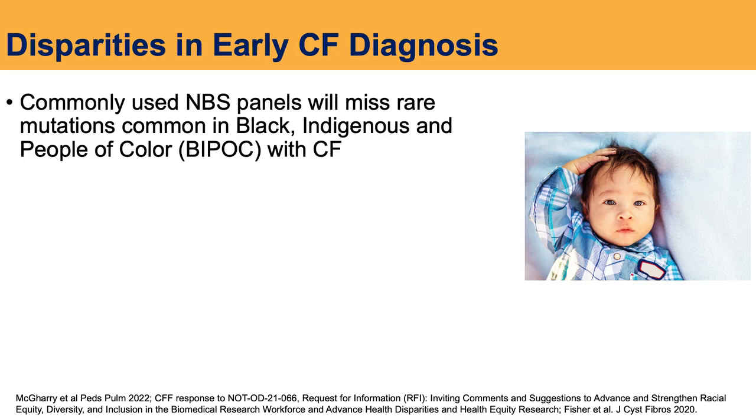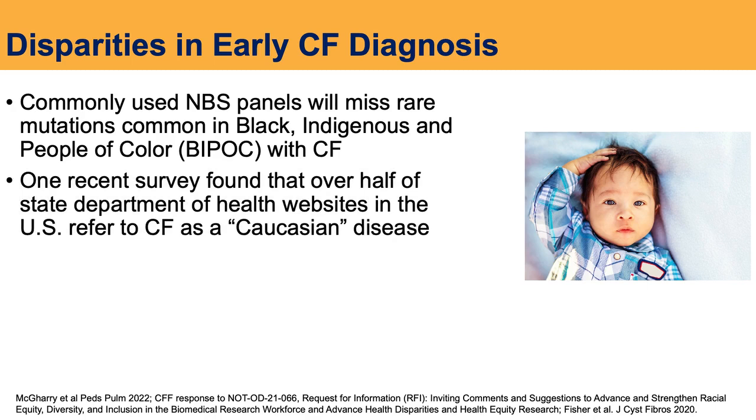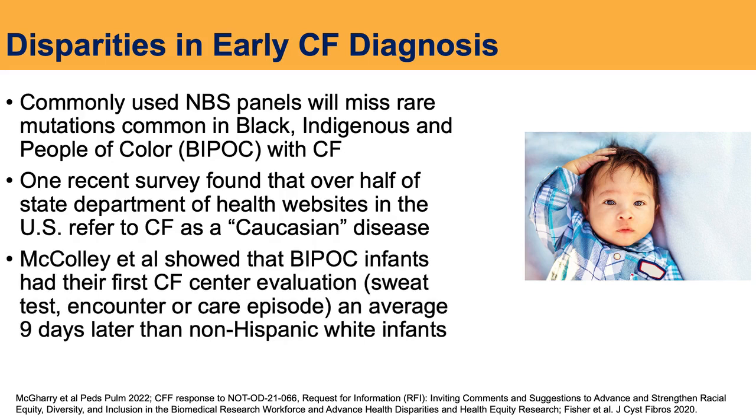So really what we understand is that commonly used newborn screening panels will miss rare variants that are common in Black, Indigenous, and people of color with CF. In fact, one recent survey found that over half of state Department of Health websites in the U.S. refer to CF as a Caucasian disease. In another paper, Dr. McCauley and colleagues showed that Black, Indigenous, and people of color infants had their first CF center evaluation, sweat test, or an encounter or care episode on average 9 days later than non-Hispanic white infants. So even when they had a positive newborn screen, they still got referred to the CF center even later.